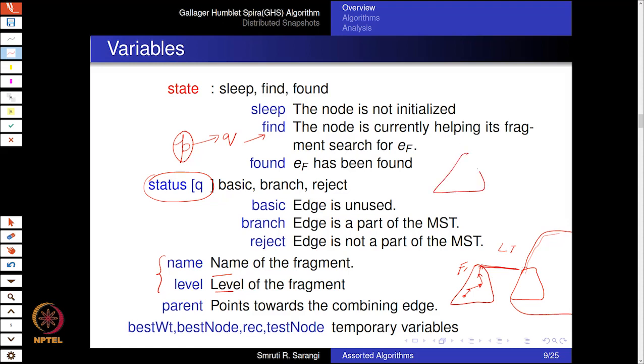Similarly, if we have a combination of two fragments where the level was the same, every node here will also have parent pointers towards the common combining edge, and every node here also will have a parent pointer that goes towards the common combining edge. We will see why this is the case, but this is how the parent pointers actually work. And then of course we have a bunch of temporary variables like best weight, best node, test node and so on, which are purely temporary variables.